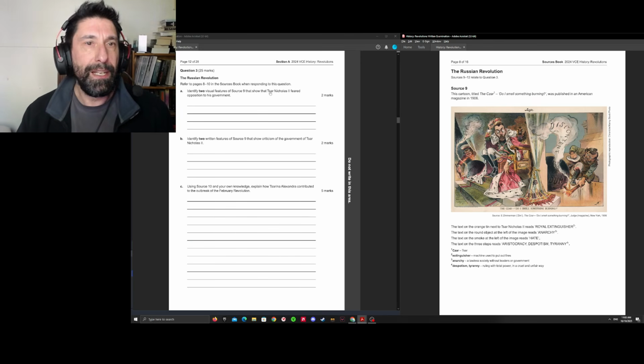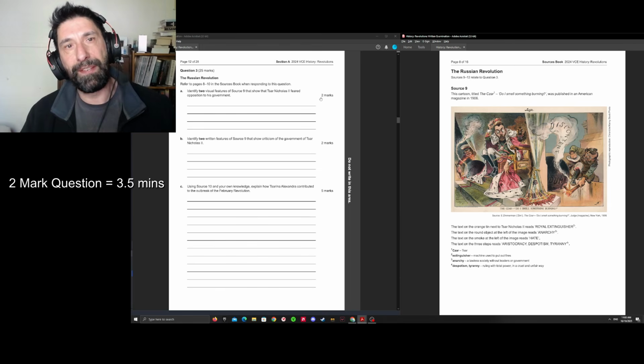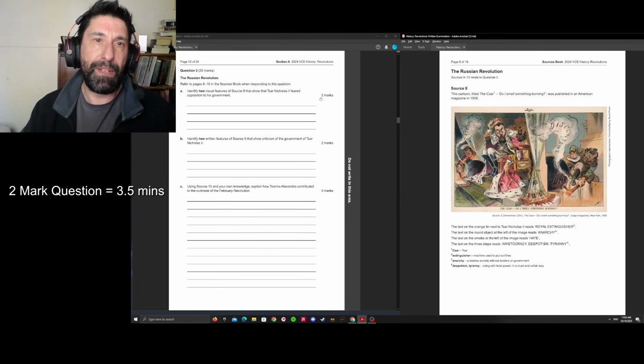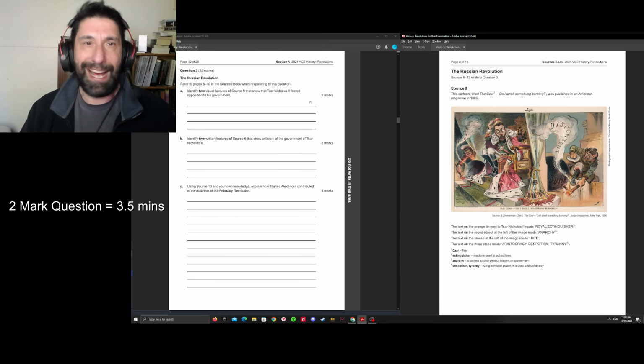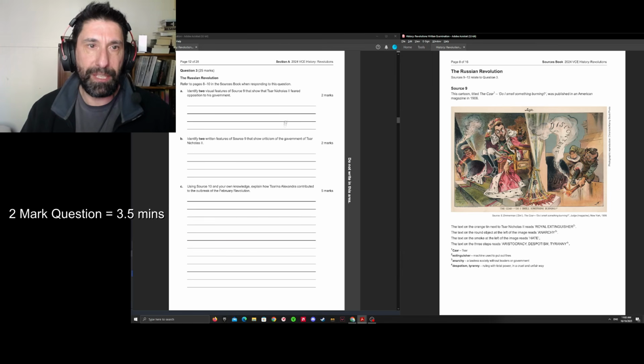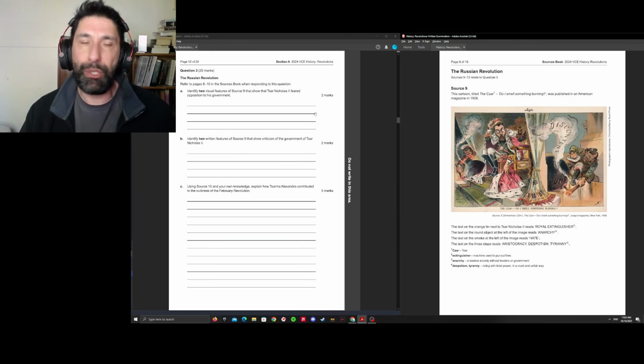If we are working out the amount of time we should devote to this question, it's 2 marks, and we think back, it's generally about 1.7 minutes per mark. That pretty much rounds up to 3.5 minutes for these 2-mark questions to complete this. It shouldn't take you 3.5 minutes to answer this question, particularly since you've had your reading time, you've looked at this question, you've looked at the corresponding image here.